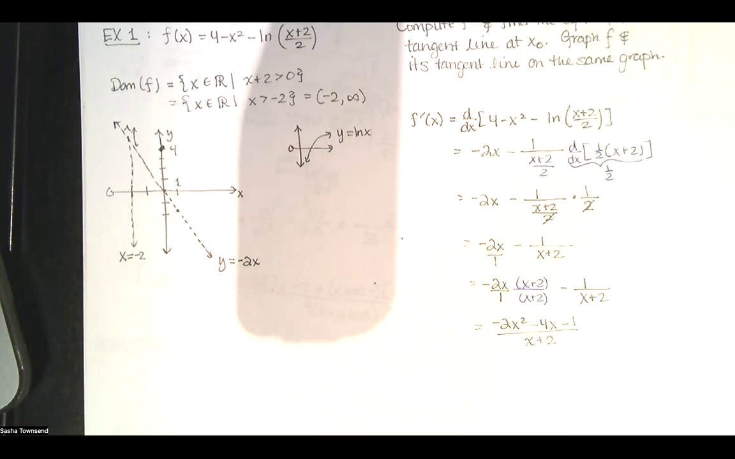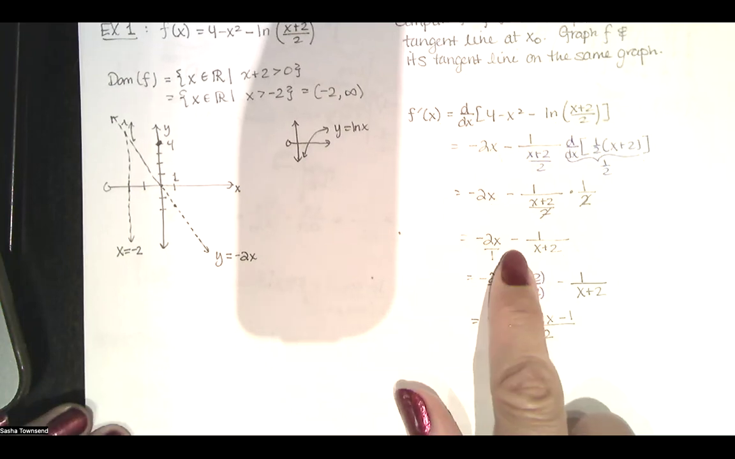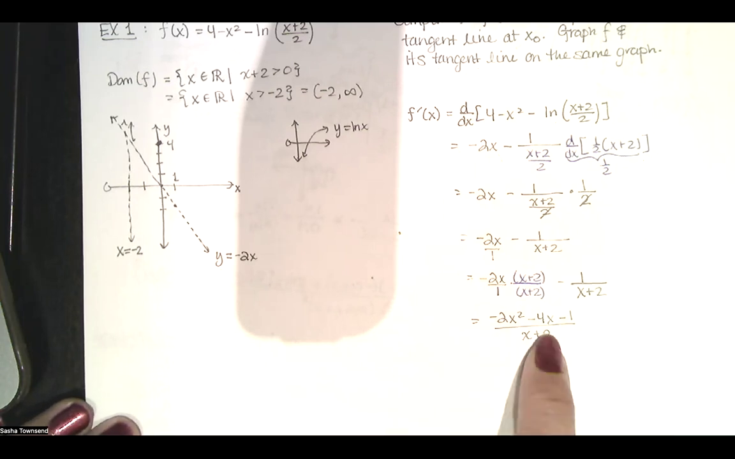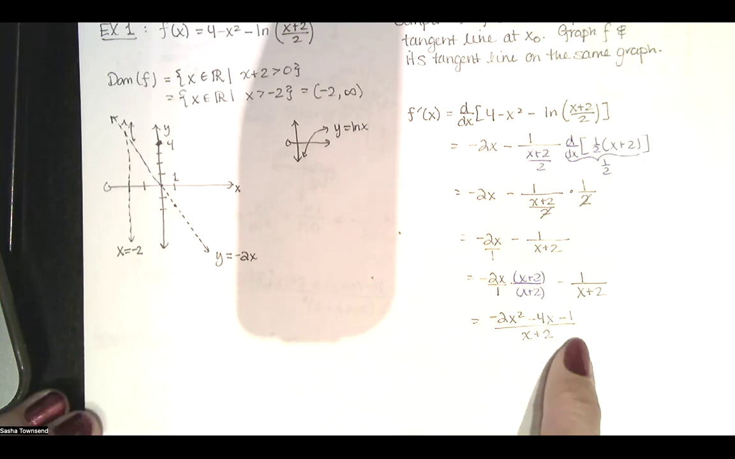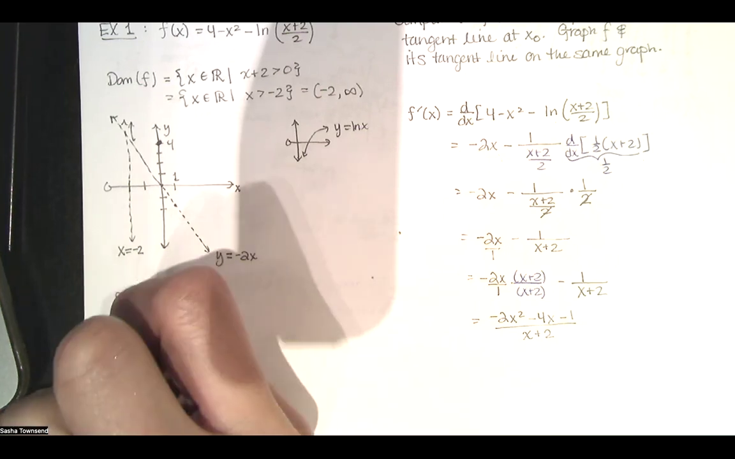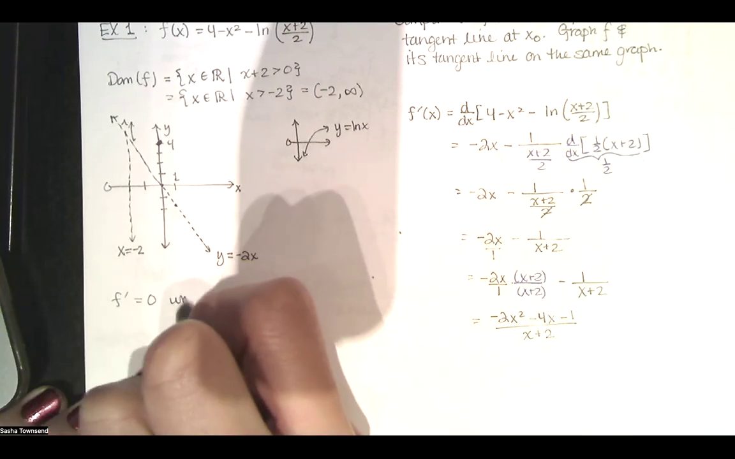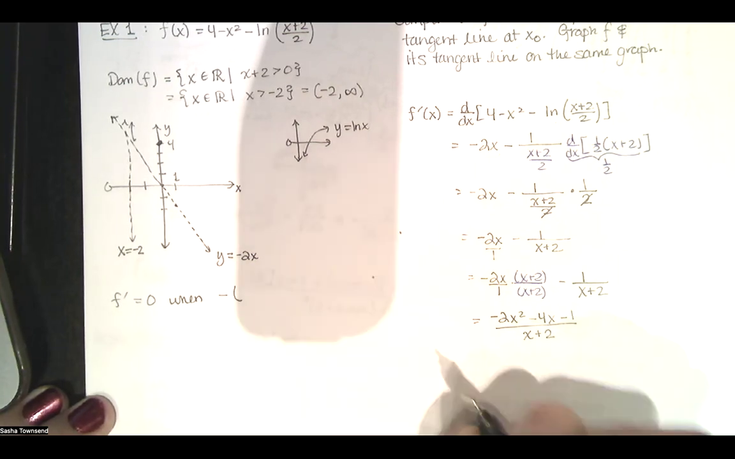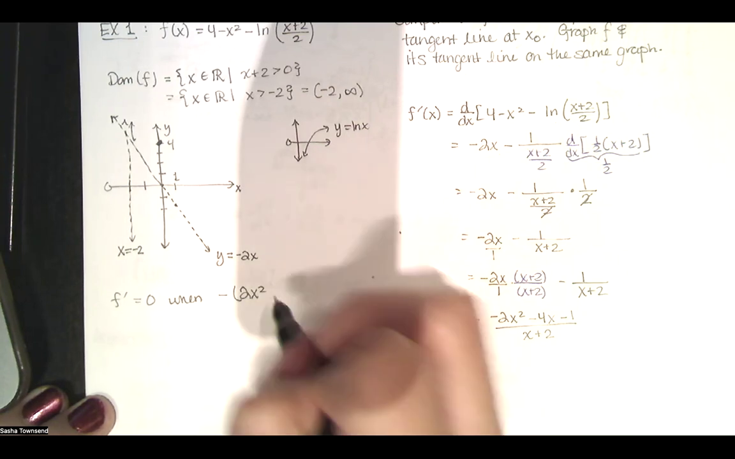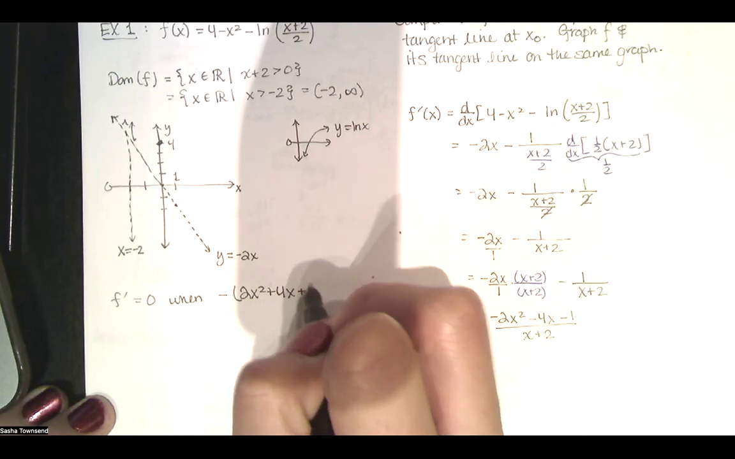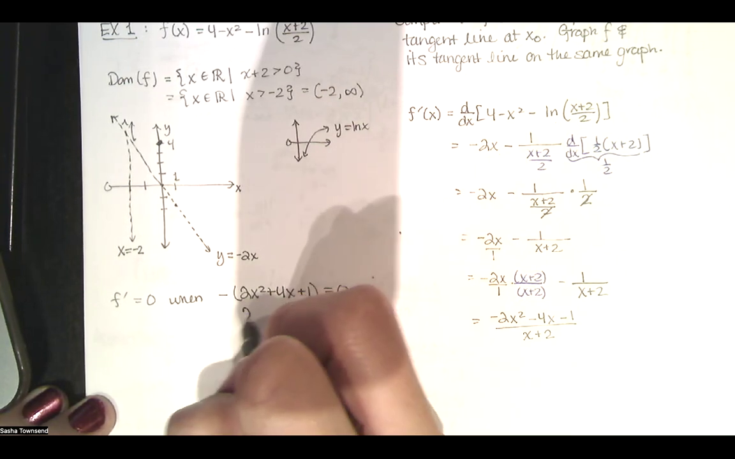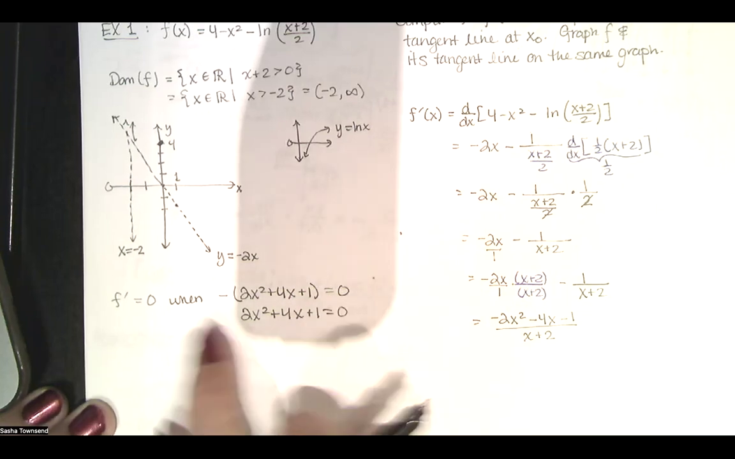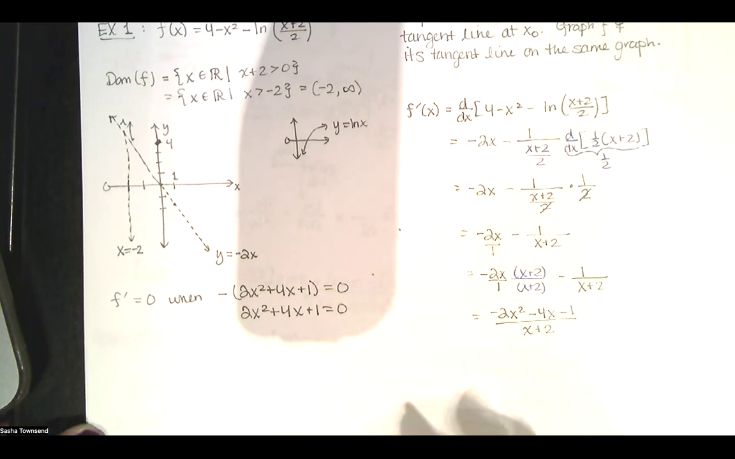Now, if we want to see where the derivative is 0, we could set this form of the derivative equal to 0 and solve for x, or we could set this form of the derivative equal to 0 and solve for x. Either one is fine. F prime is 0 when, let's take that numerator and set it equal to 0. We have negative 1 times 2x squared plus 4x plus 1 equals 0. And that means 2x squared plus 4x plus 1 equals 0. Multiplying by negative 1 doesn't change anything.